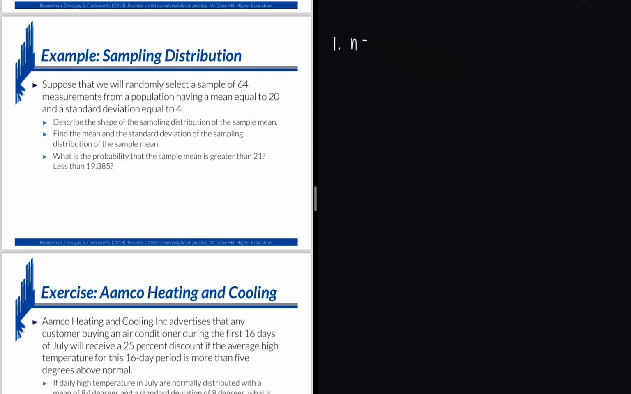So in this particular example, we have the following given information. A sample size of 64, a mean which is equal to 20, and a standard deviation that is equal to 4. Now we are asked the following questions. First, what is the shape of the sampling distribution of the sample mean?